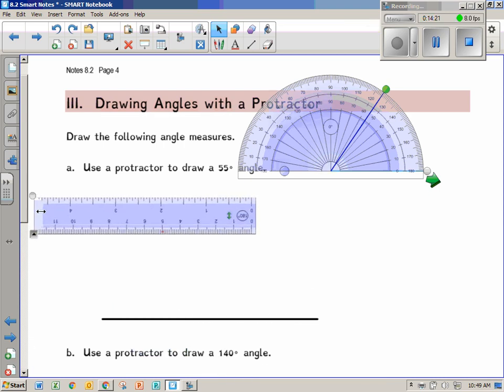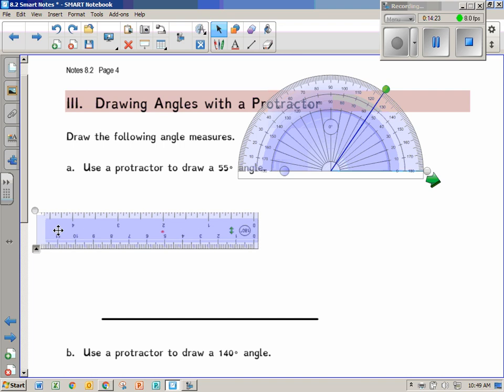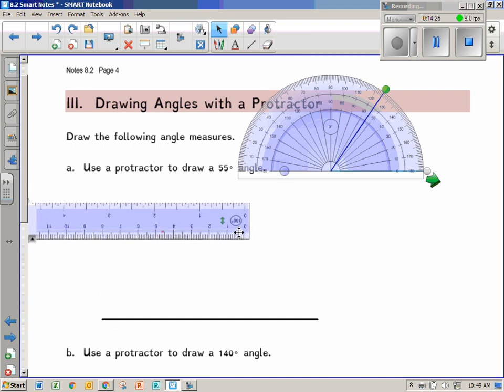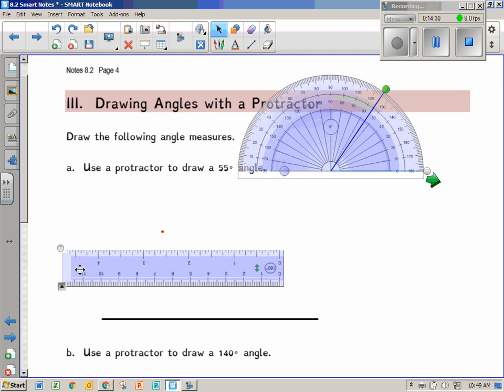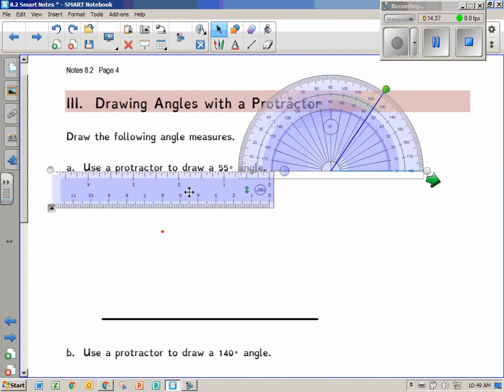I swear it'll let you flip it, but it's not allowing me to do it. Anyway, you get the deal. You line up your ruler right here and you draw a straight line. Let's see if I can, yeah, I can do that right there.